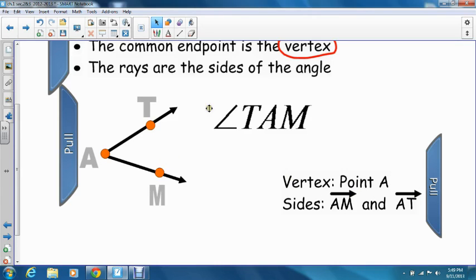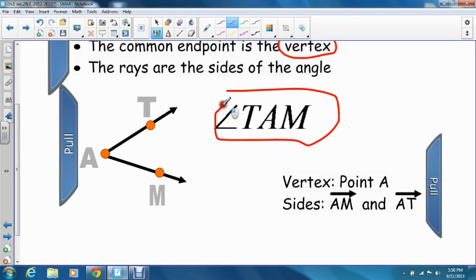And whenever we name an angle, this is how we're going to name an angle right here. We'll name it angle TAN. Okay? We name an angle with 3 points. The middle point is always the vertex. Okay? The middle letter always has to be the vertex. The other two letters are points off of the ray. I could also name this angle MAT. Okay? I can also name an angle MAT.